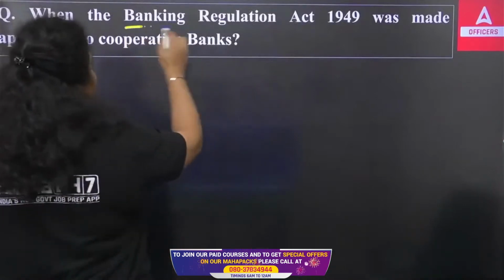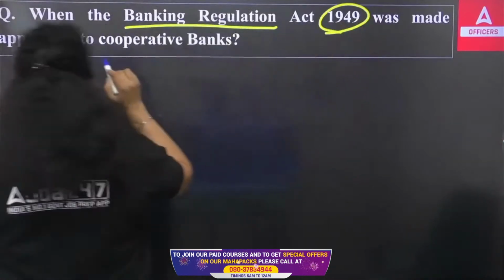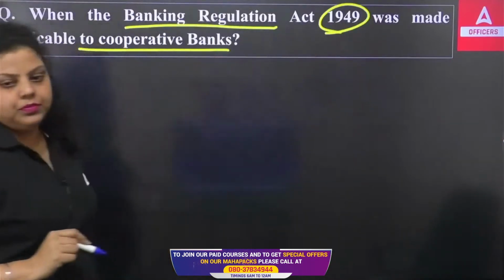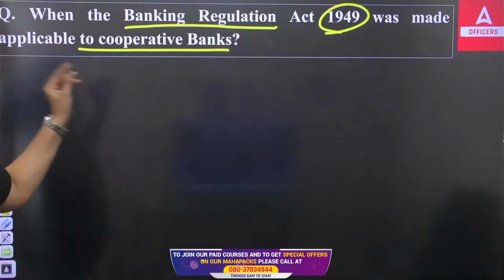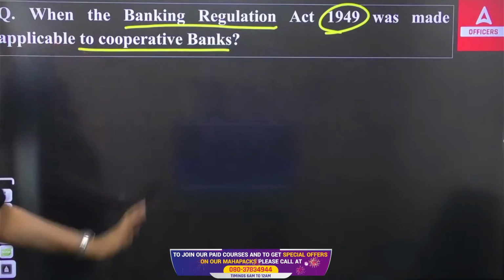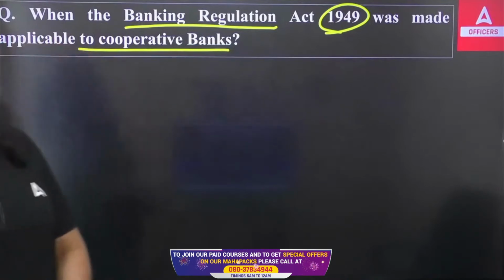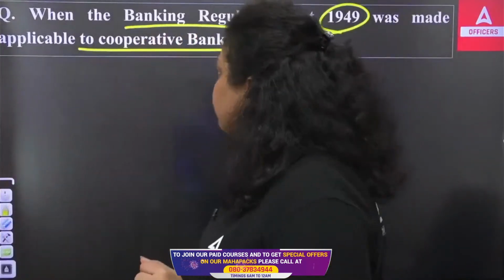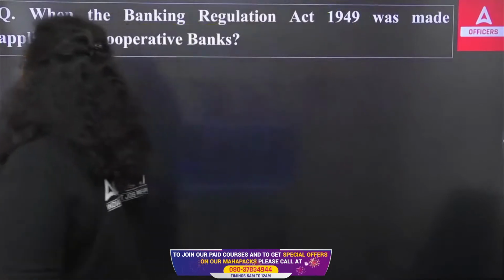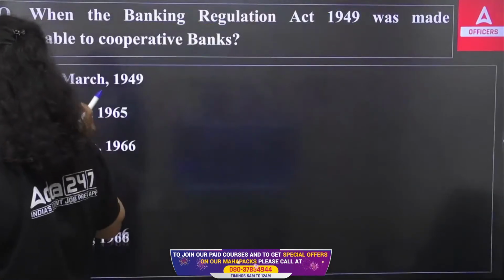First is asking when the Banking Regulation Act 1949 was made applicable to cooperative banks. We know that cooperative banks used to follow the Cooperative Societies Act. But the Banking Regulation Act now covered the cooperative banks from which particular date?